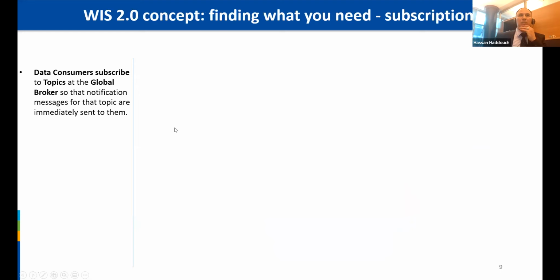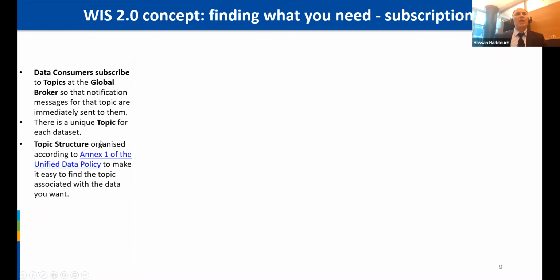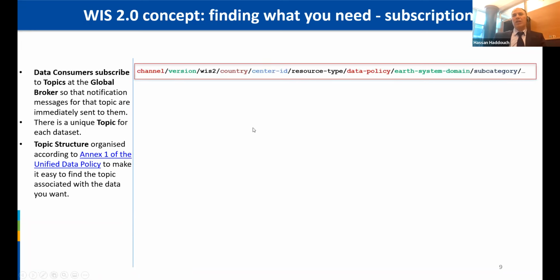And data consumers subscribe to topics at the global broker, so that notification messages for that topic are immediately sent to them. And we are using a unique topic for each dataset. And the topic structure is organized according to Annex 1 of the Unified Data Policy to make it easy to find the topic associated with the data you want. And this is the architecture of the topic.